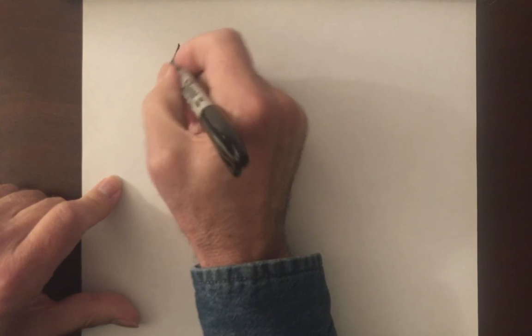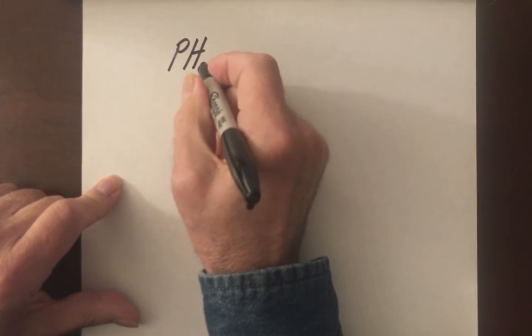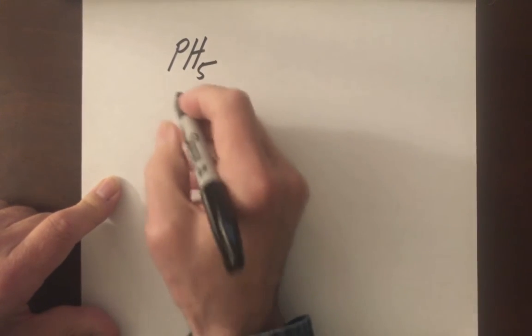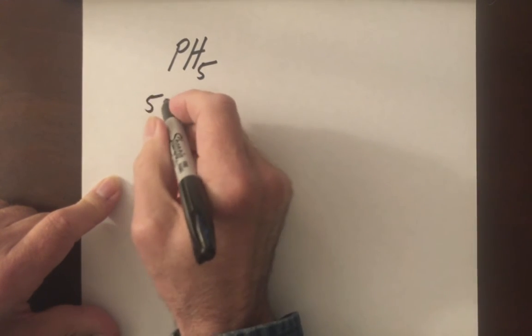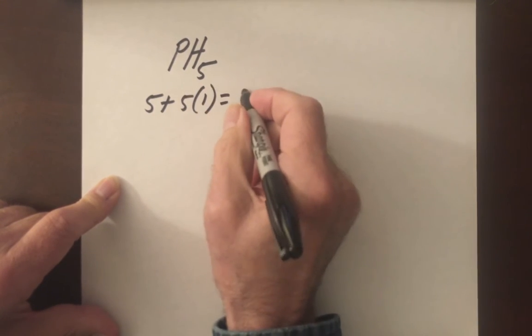Phosphorus and sulfur are exceptions. Again, I'm just picking a simple example. So I'll say phosphorus pentahydride. Phosphorus has 5 valence electrons, and each of the hydrogens has 1, so it gives us 10.